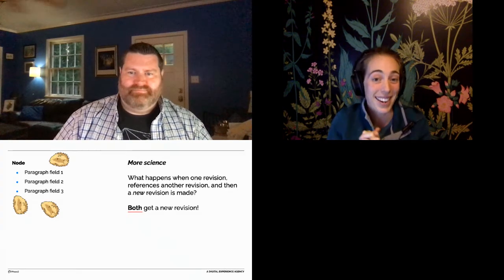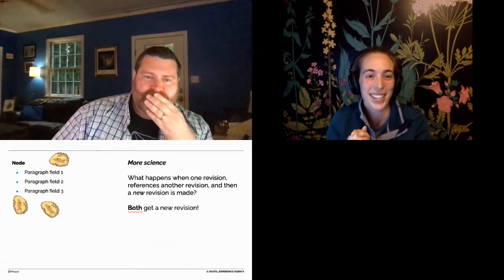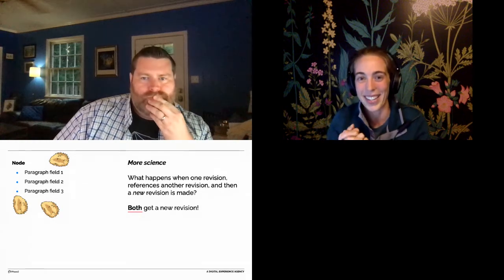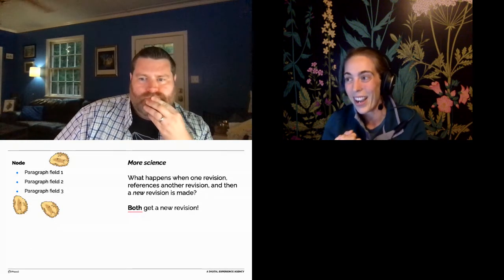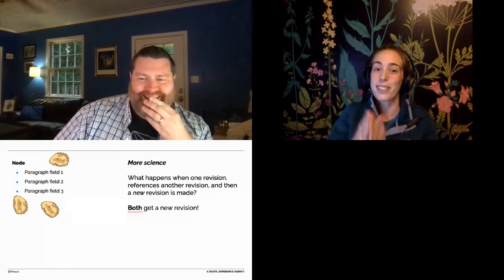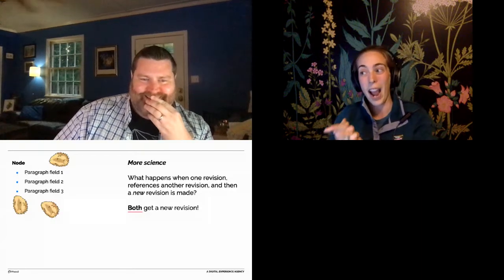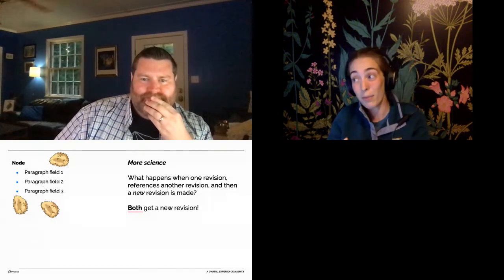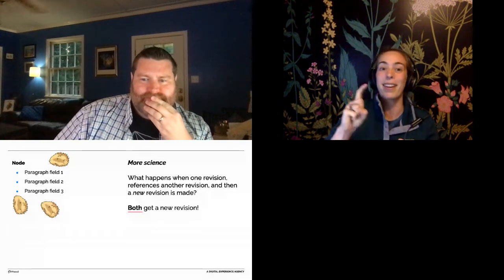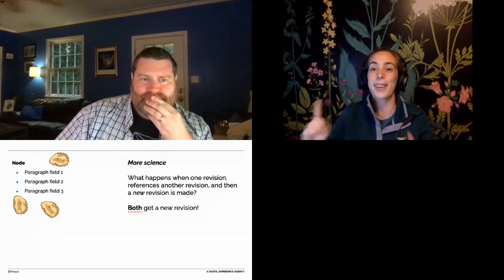Let's pretend that we have a node and it has 3 paragraph fields on it. From what we know about what we just looked at, what happens when one revision references another revision and then a new revision is made? So you made an edit to the page and you hit save. Both get a new revision.